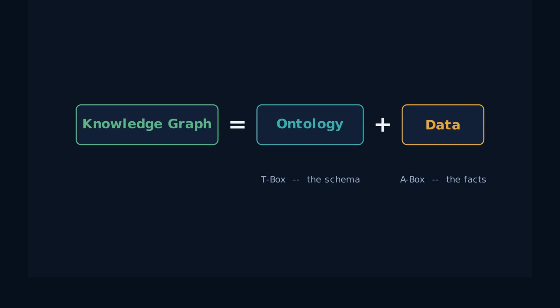The ontology is the empty blueprint. The data fills it in. A knowledge graph is simply both of them, living together. Hold that equation in your head, because almost everything else clicks into place around it.